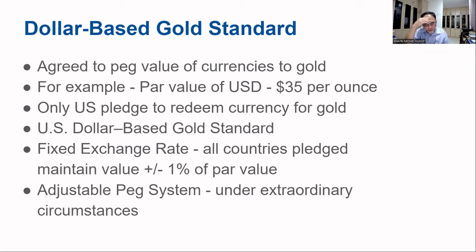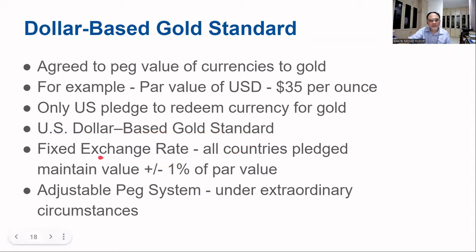The Bretton Woods conference also led to the dollar-based gold standard. Remember just now it was the pound sterling gold standard. They moved on, they agreed to peg the value of currencies to gold. For example, the par value of USD is $35 per ounce. Only the US pledged to redeem currency for gold. So it basically established the US dollar-based gold standard.